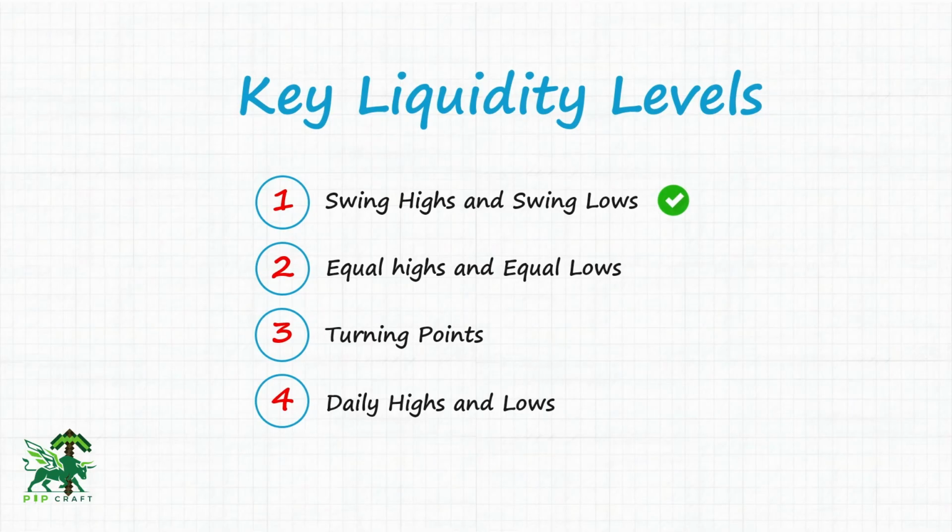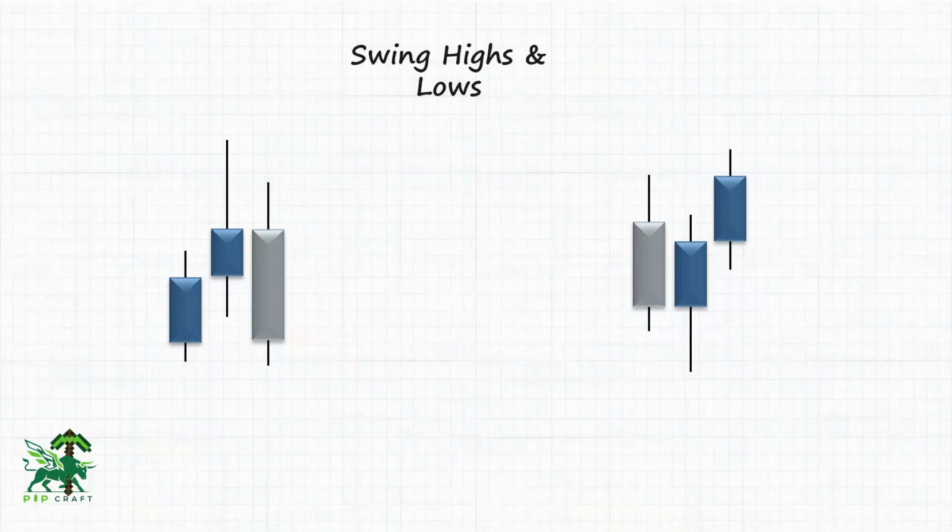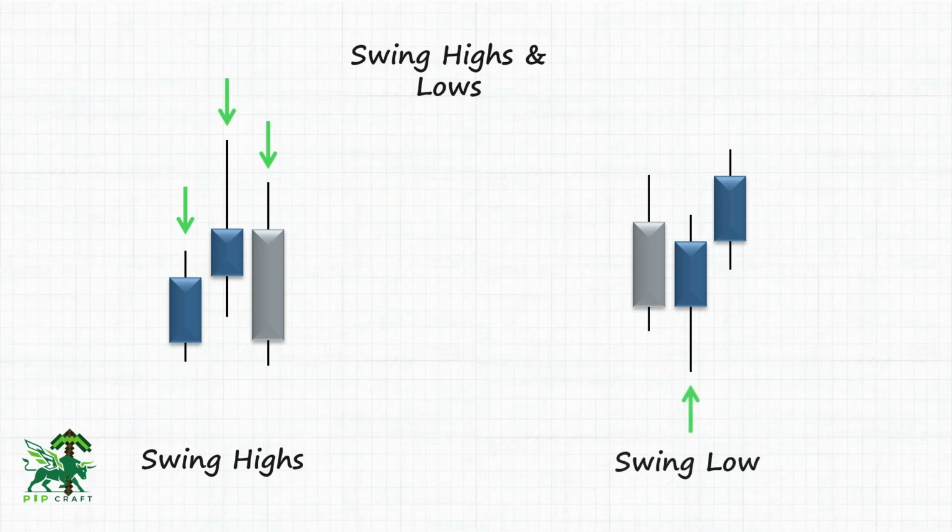Now, what are swing highs and swing lows? Swings are price turning points where three candles form a specific pattern. A swing high is a candle that creates a high, while the candles before and after it have lower highs than the middle candle. Similarly, a swing low is a candle that creates a low, while the candles before and after it have higher lows than the middle candle.